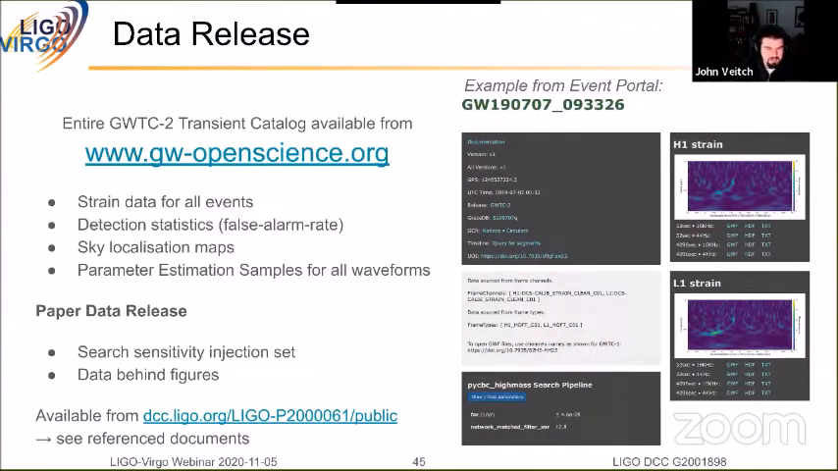On top of that, there's some information that might be useful to those of you who are trying to reproduce plots in the paper. There are data behind the figures available for all of those, including the sensitivity injection set that was used to actually measure the sensitive volume of this run. So for the technically minded among you, I would invite you to go and download the data and start playing around with it. And I look forward to hearing what's going to come out of that.